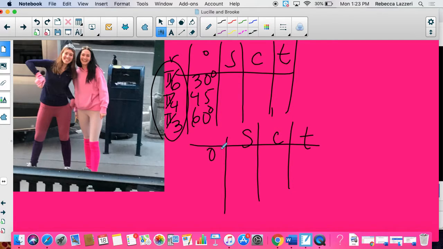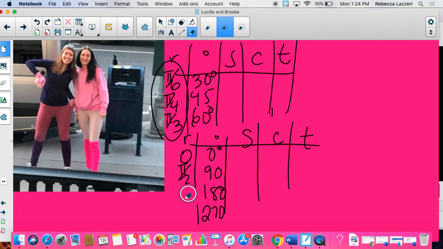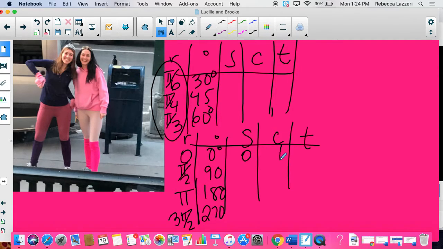You have 0 in your degrees, 90, 180, 270. Next to that in your radian column would be 0 radians. Half of pi is 90. 3 pi over 2. I'm sorry, I just did that wrong. What's 180? Pi. Thanks, Kate. Pi, and then 3 pi over 2. So fill that in on your 0, 1, 0 IOU chart.